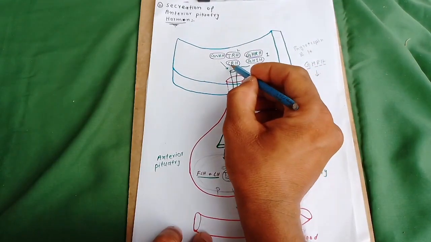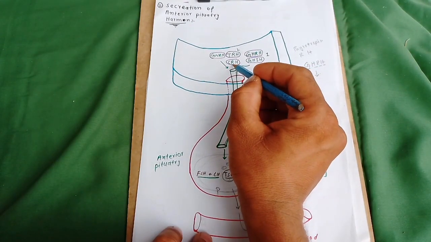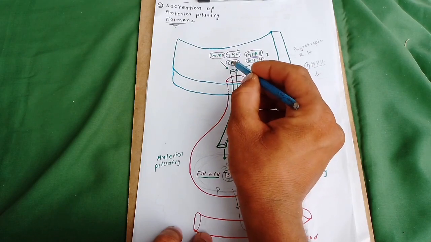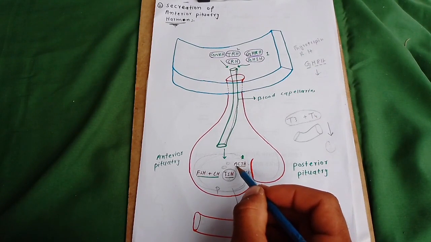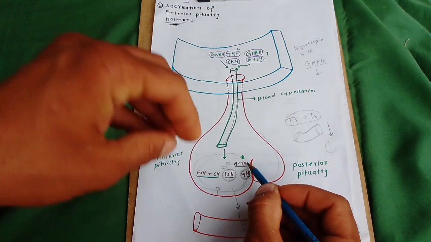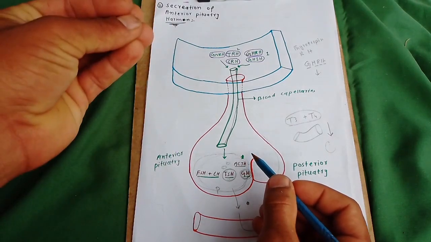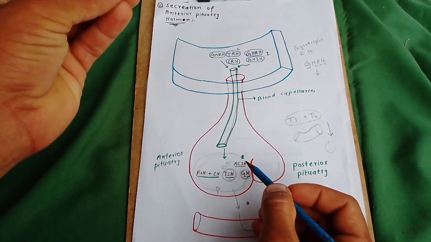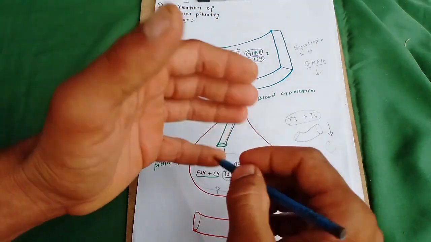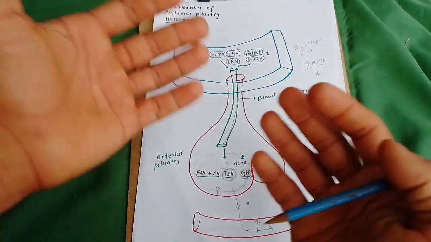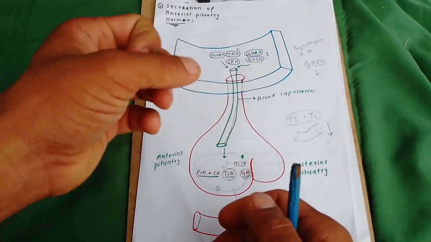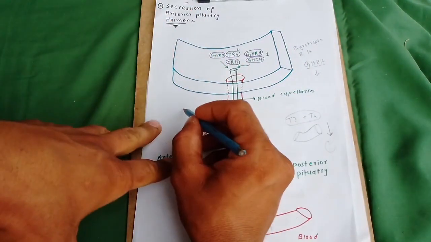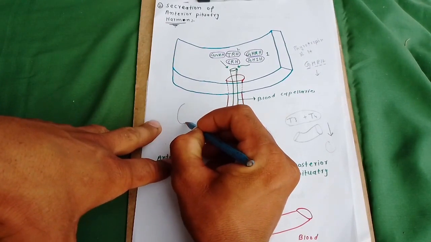Another hormone, CRH, corticotropin releasing hormone. This is the factor which releases the ACTH, adrenocorticotropic hormone. This is the hormone which controls the adrenal cortex. The adrenal cortex produces its own hormones like aldosterone, testosterone. Okay, so these hormones are produced by the adrenal cortex.